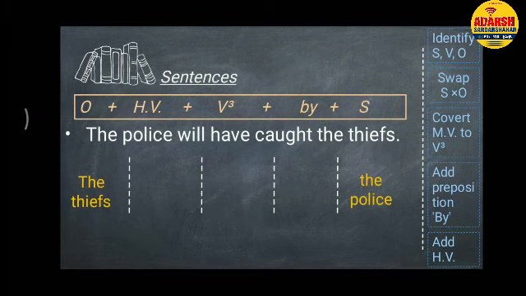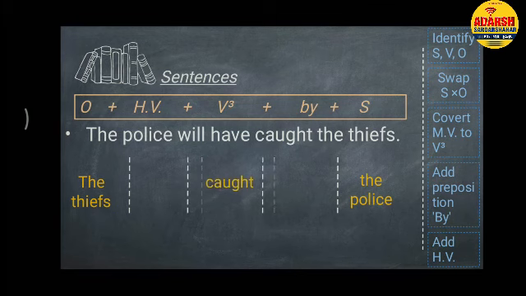Okay, in the place of subject, we put the police in the place of object. Here we swap subject to object and object to subject. Done. Now next step, which is convert main verb to verb's third form. Here the verb is already in its third form, so we keep it the same, caught and caught, because caught is already verb's third form.